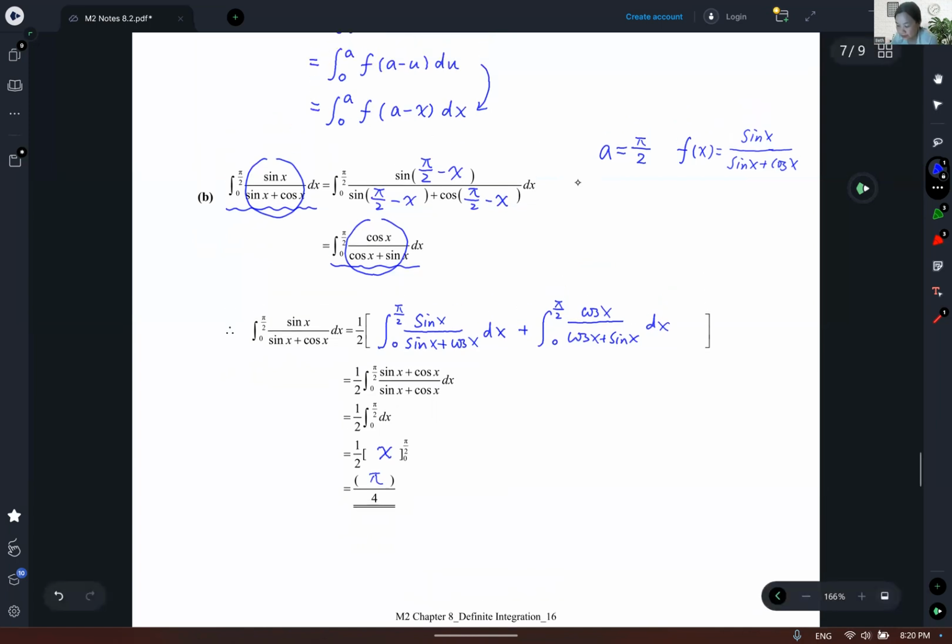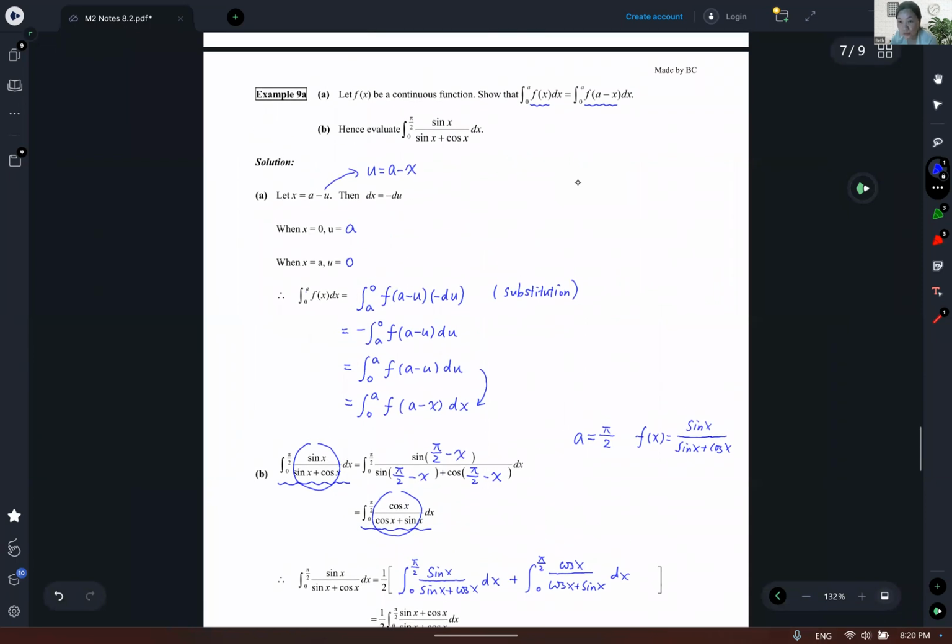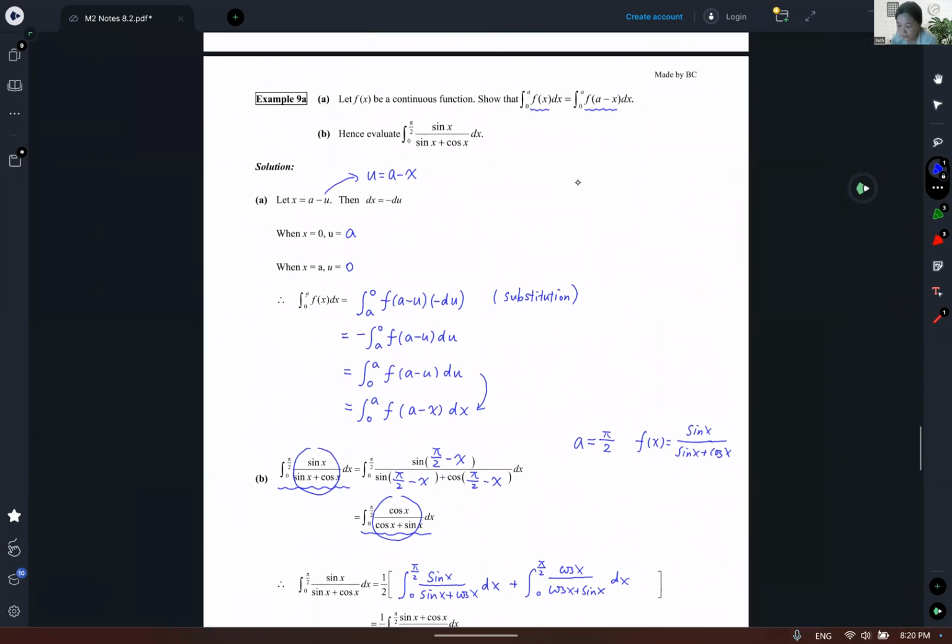Now, this example is an extraordinary example when an identity is proven. When I call this an identity, it is because this equation can be used for every continuous function. So f can be anything, not just this function. And it can also be used when a equals anything as well. So that's an identity.